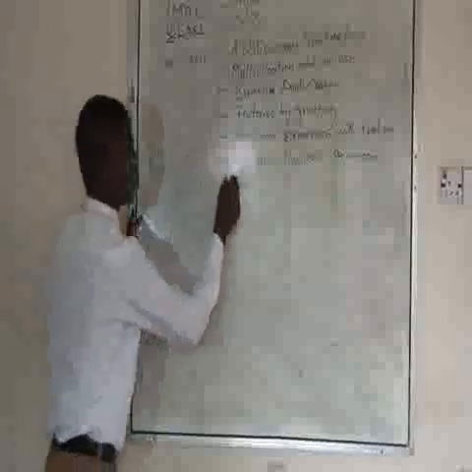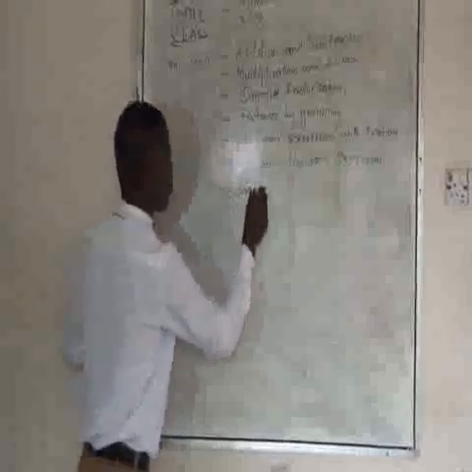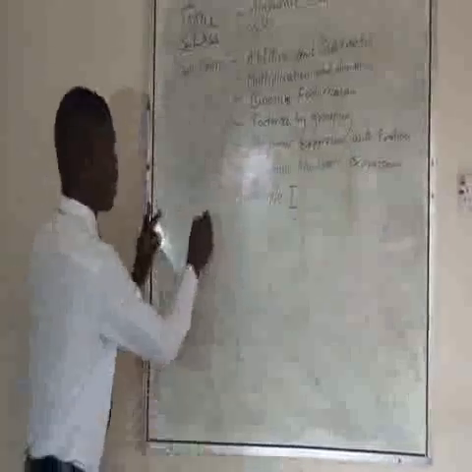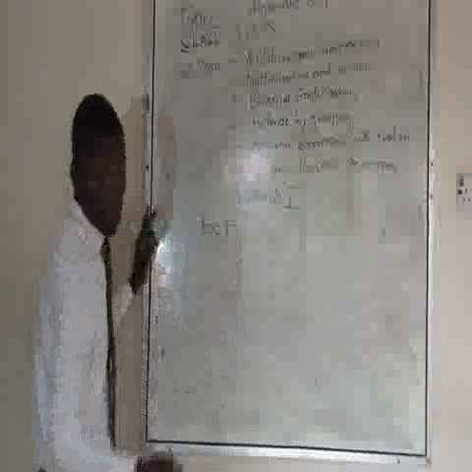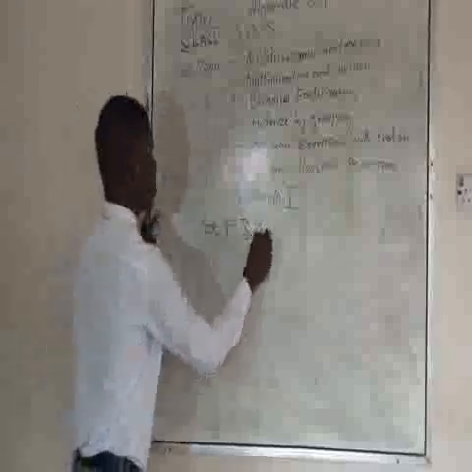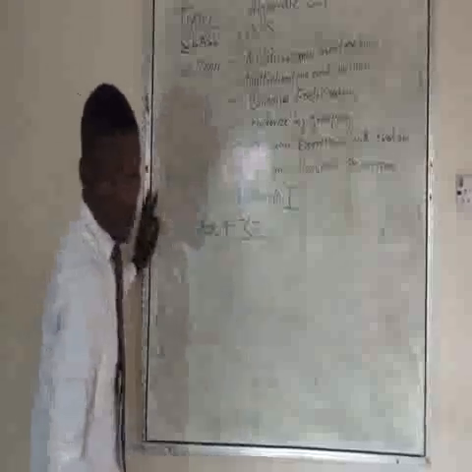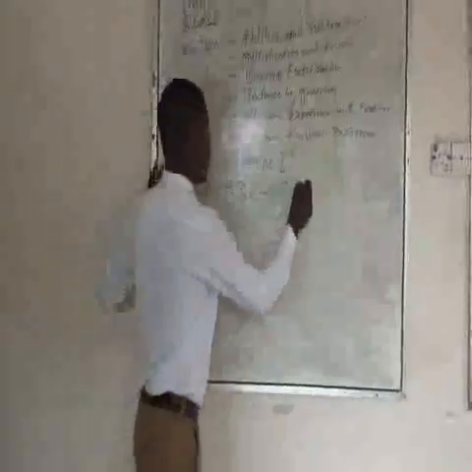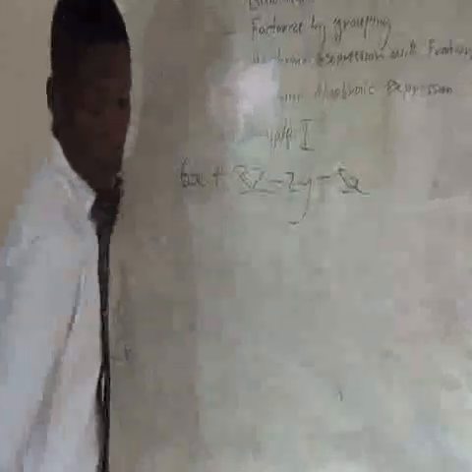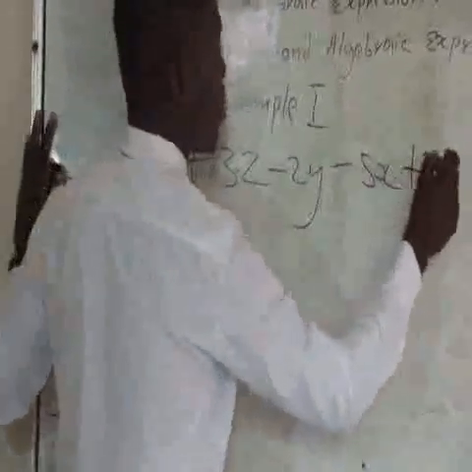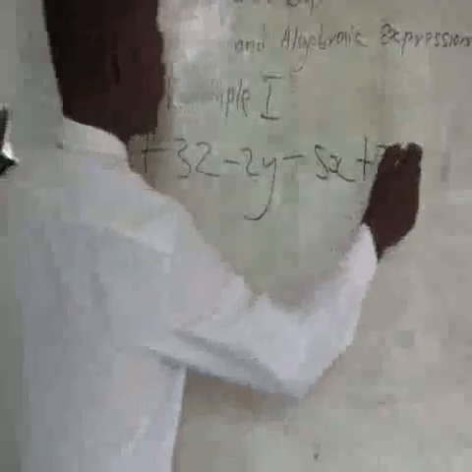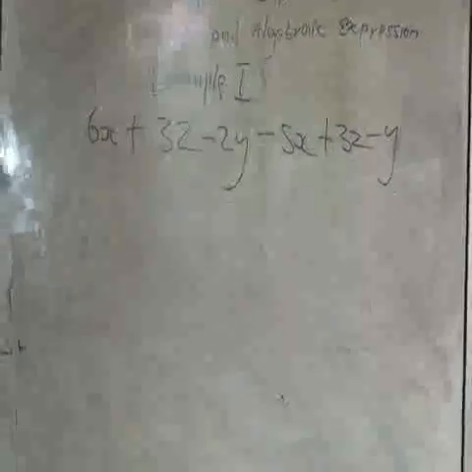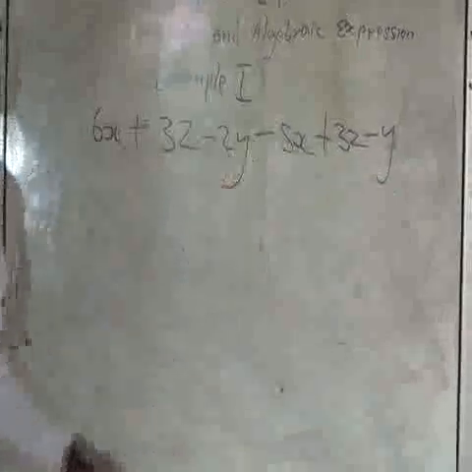Example 1. Example 1, we have 6x plus 3z minus 2y minus 5x plus 3z minus y. What do we do now? The first thing is to rearrange it, or we collect the like terms.